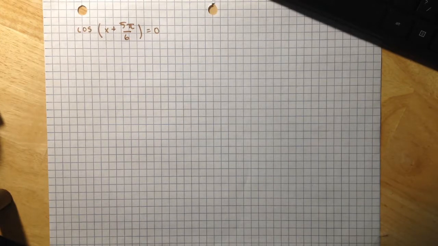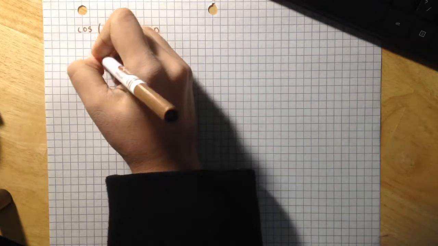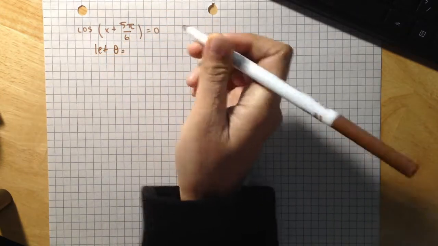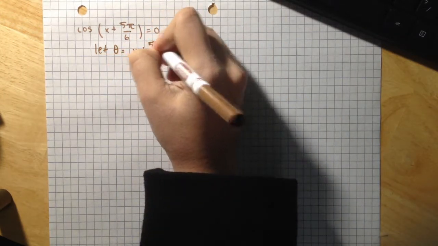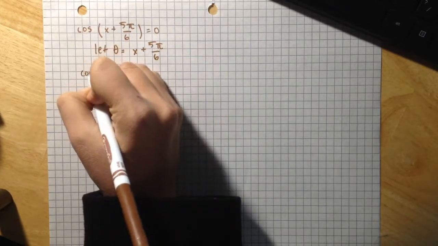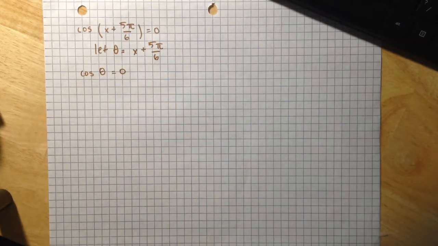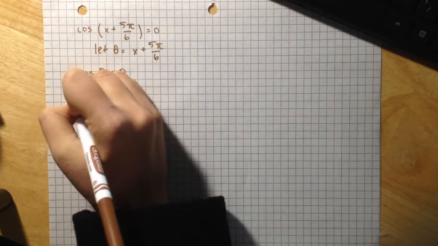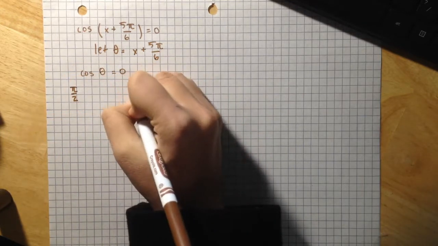We are asked to find all of the exact solutions to the following equation: cosine of (x + 5π/6) equals 0, and to list those solutions of this equation which are in the interval 0 to 2π. So let us let θ equal x + 5π/6 and rewrite this top equation as cosine of θ equals 0. Which angles on the unit circle have a cosine value of 0? Those are π/2 and 3π/2.